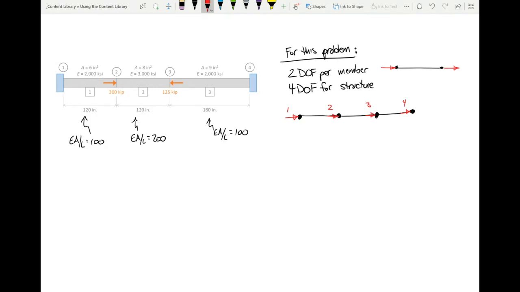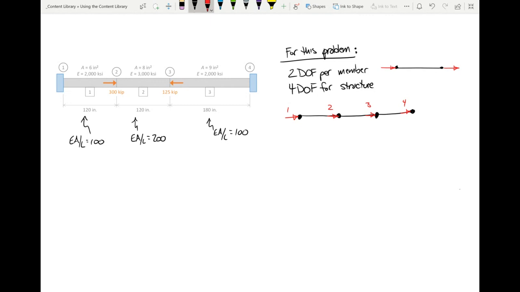Now, if we're thinking about this in terms of displacements, I can tell you what 2 of those are without doing any math. I know that the displacement at joint 1 and the displacement at joint 4 are 0 because those are supports. But the entire structure is going to have 4. Does that make sense?